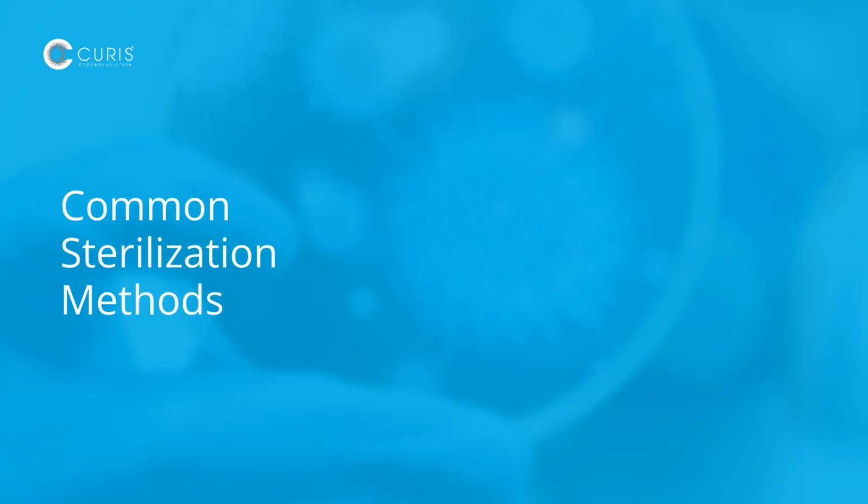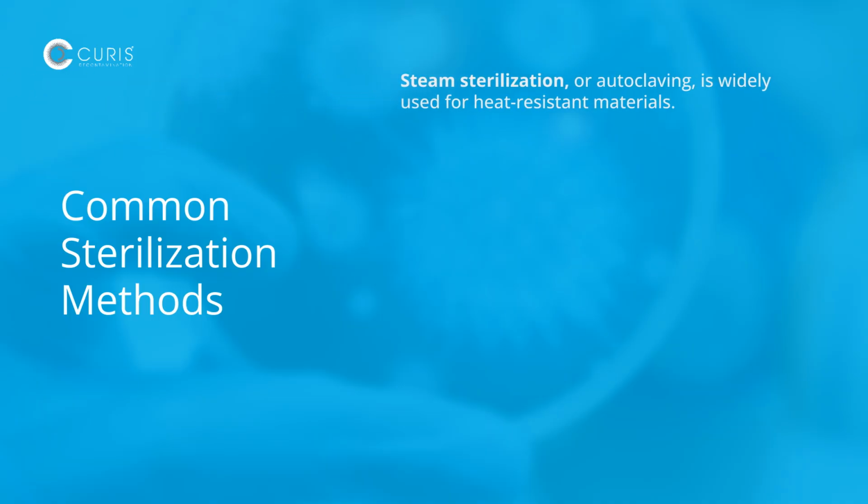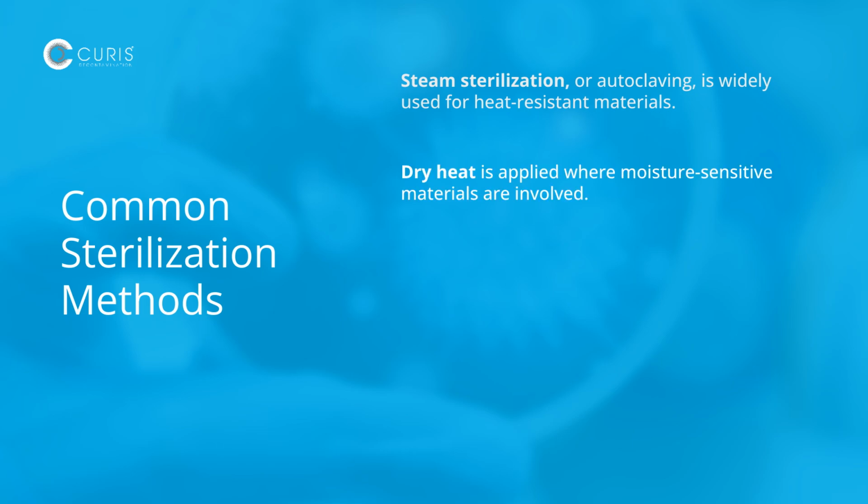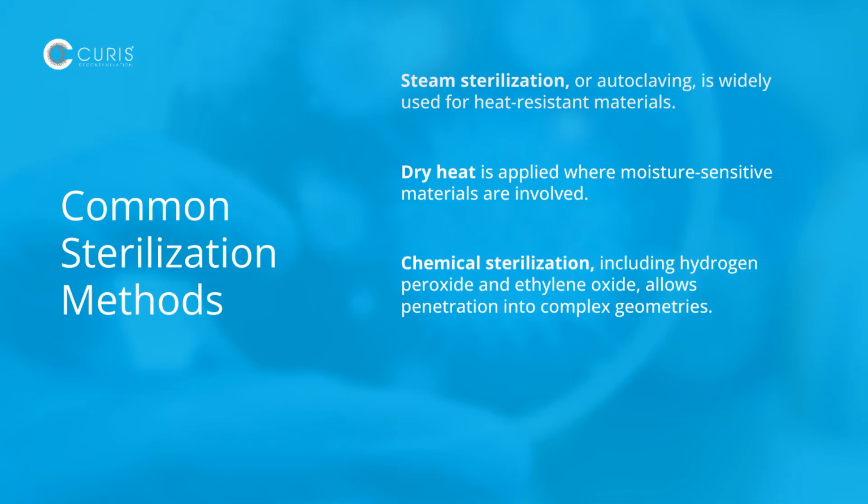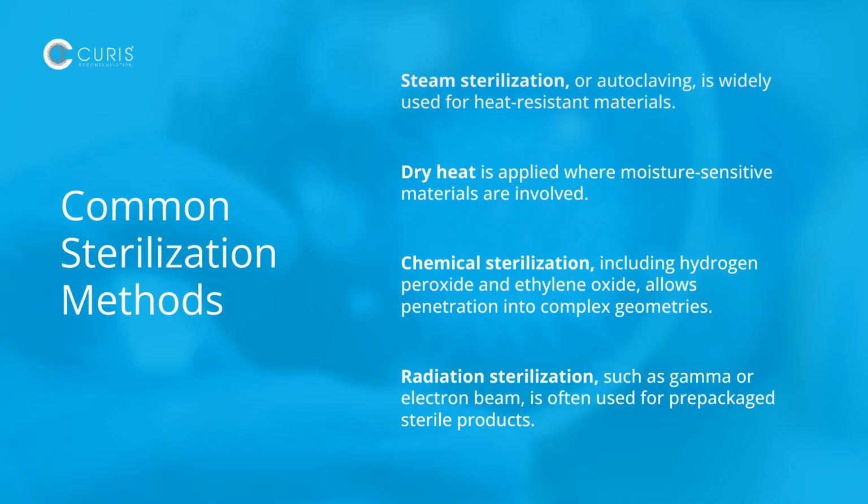Different environments and materials require different sterilization approaches. Steam sterilization, or autoclaving, is widely used for heat-resistant materials. Dry heat is applied where moisture-sensitive materials are involved. Chemical sterilization, including hydrogen peroxide and ethylene oxide, allows penetration into complex geometries. Radiation sterilization, such as gamma or electron beam, is often used for pre-packaged sterile products.